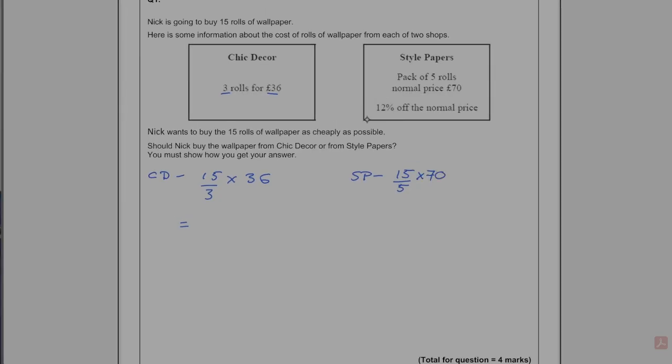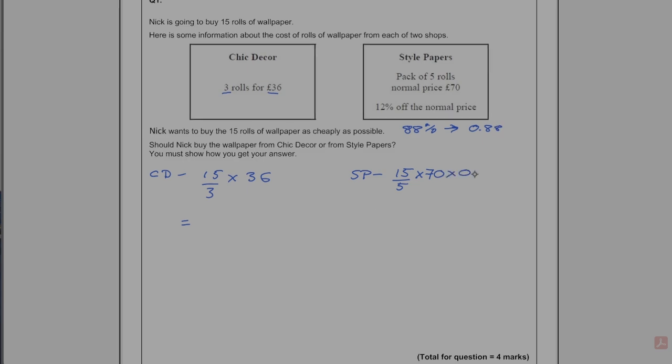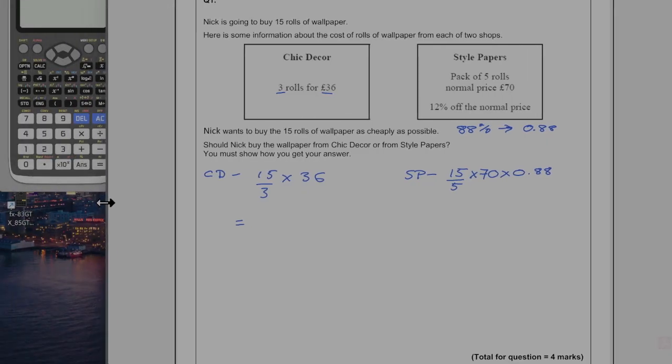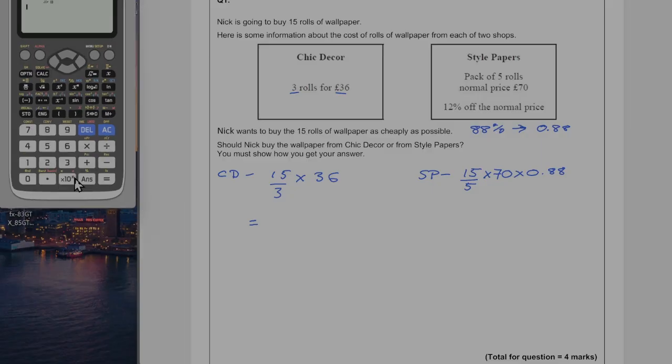And we've got this deal, 12% off the normal price. So 12% off the normal price means that we're only paying for 88%, which would be a multiplier of 0.88. So I want to times that by 0.88. Right, and I'll bring up my calculator. I'm using my emulator for this. If you've got a different calculator, it shouldn't really affect much of what we do. I'll talk about any special functions that we use though.